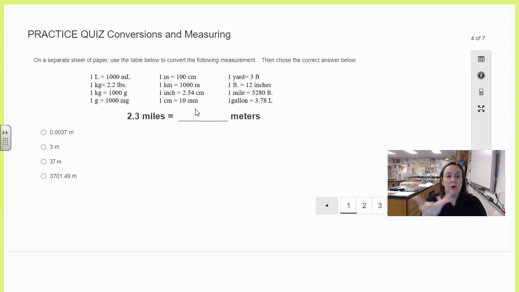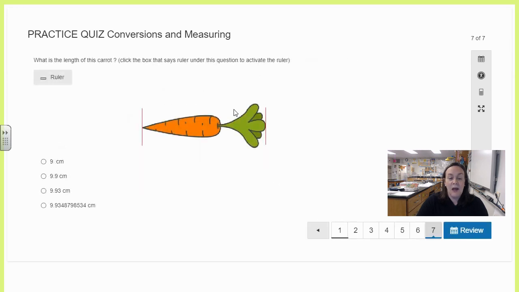On a separate sheet of paper, use the table below and convert the following measurement. And then you just have to pick the right answer. Okay, so that is the way that the test is going to go. The last thing that's going to be on the test is going to be a measurement.